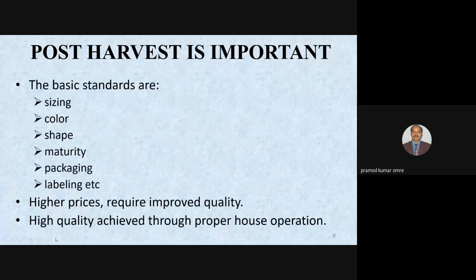Different characteristics are there. Here we see the importance of the crop is based on sizing, color, shape, maturity, packaging, labeling, etc. This gives a higher price, or improves the quality, and high quality is achieved through proper pack house operation. So the unit operations are very important to increase the quality of the product as well as to maintain the nutrition value of the product. Here there is a big role of food processing operations. We are not going into that area because we are talking about the losses and value addition. So here some of the information is there.